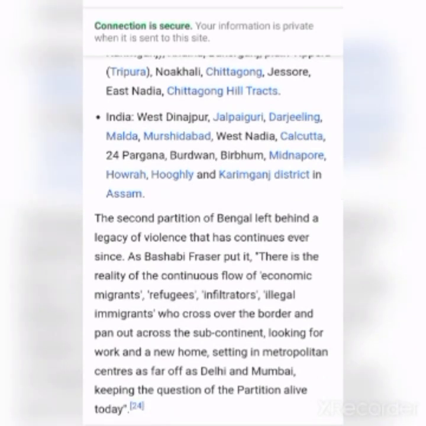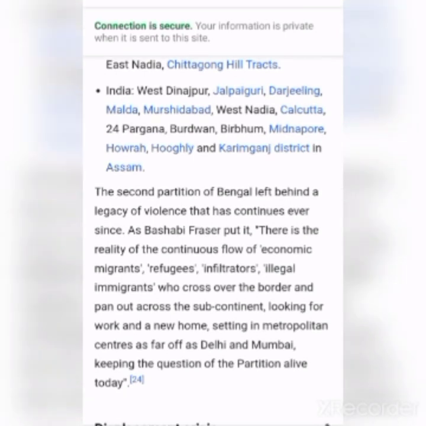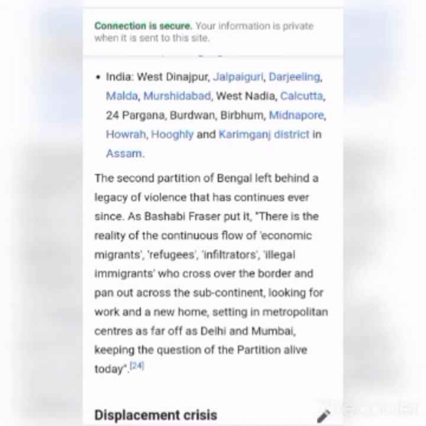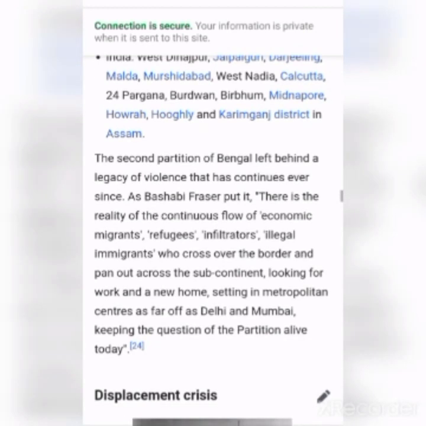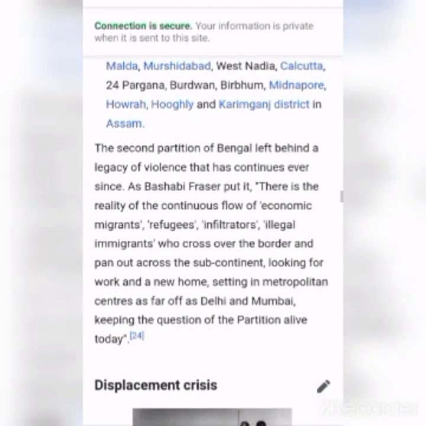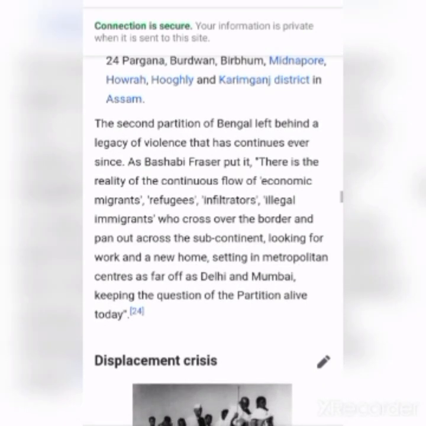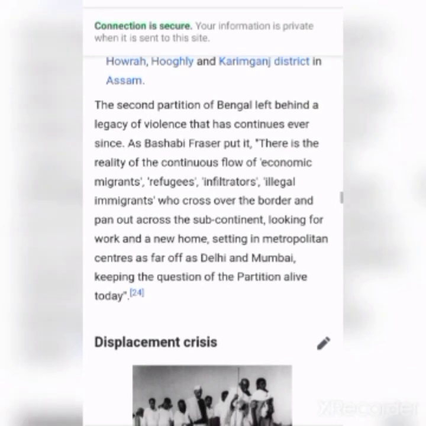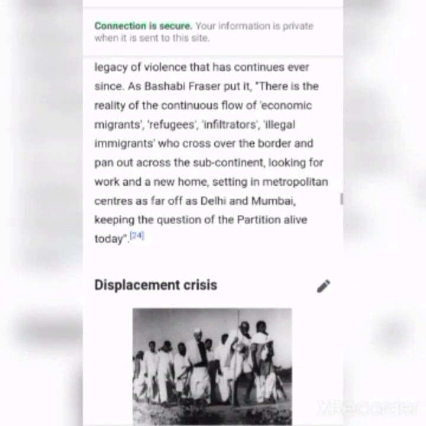The second partition of Bengal left behind a legacy of violence that has continued ever since. But there is the reality of the country now: a flow of economic migrants, refugees, infiltrators, illegal immigrants who cross the border and pan out across the subcontinent, looking for work and a new home, settling in metropolitan centers as far off as Delhi and Mumbai, keeping the question of the partition alive today.